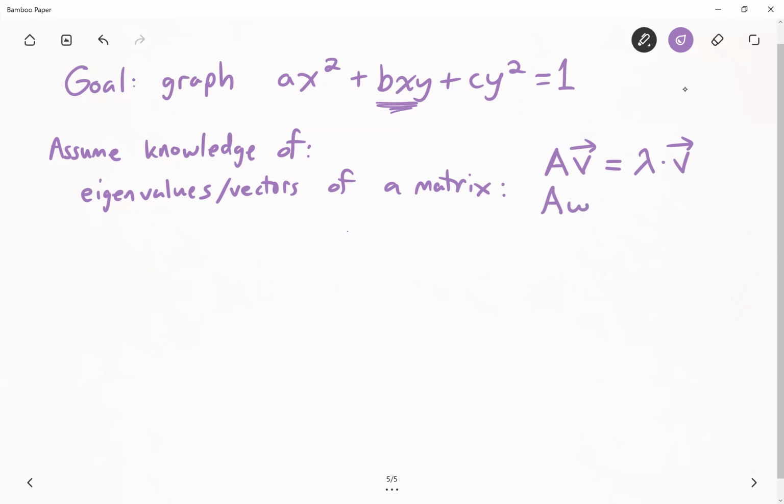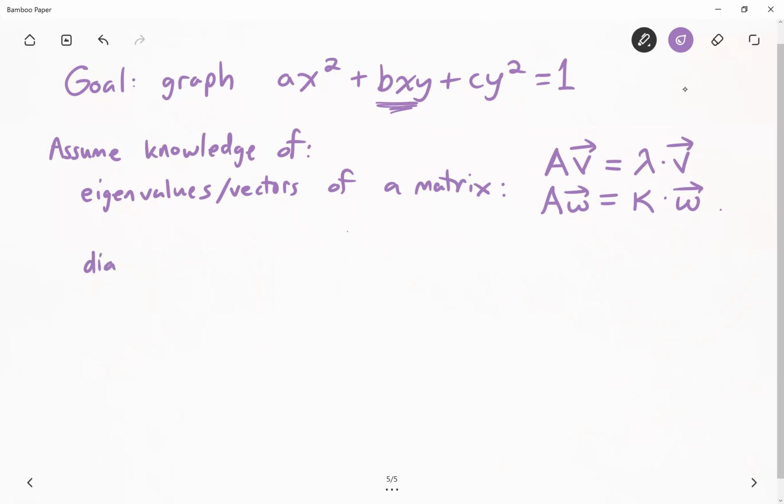In particular, we're very interested in two variables. So V, or W, will be two-dimensional vectors having an x and y component. And so the matrices we're going to be interested in are 2 by 2 matrices. There will typically be two eigenvalues, each with its own corresponding eigenvector. So we'll need to know how to calculate that.